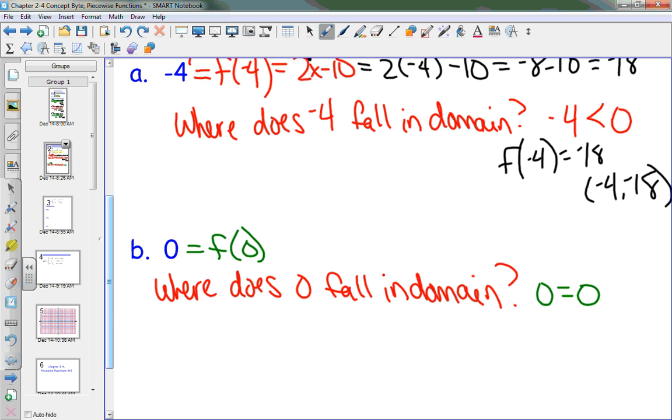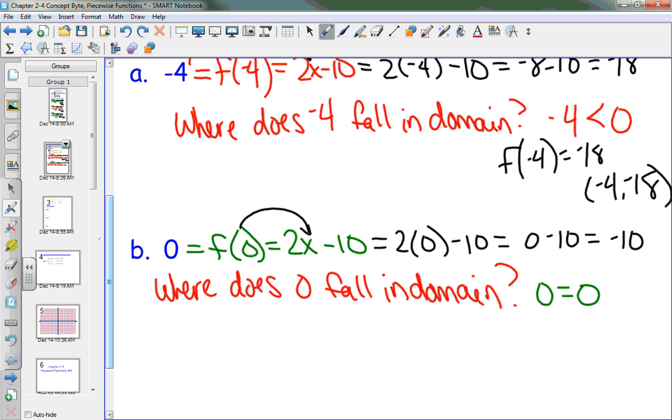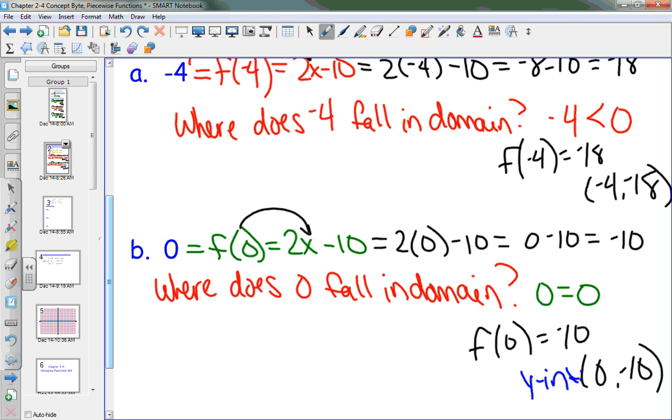So I'm doing f at 0 with 2x minus 10. Every place I see an x, I plug in a 0. 2 times 0 minus 10. 2 times 0 is 0. Minus 10 gives me negative 10. So f at 0 is equal to negative 10, giving me the point 0, negative 10. What's special about that point? Alarm should be sounding. You should say, well, that's the y-intercept.